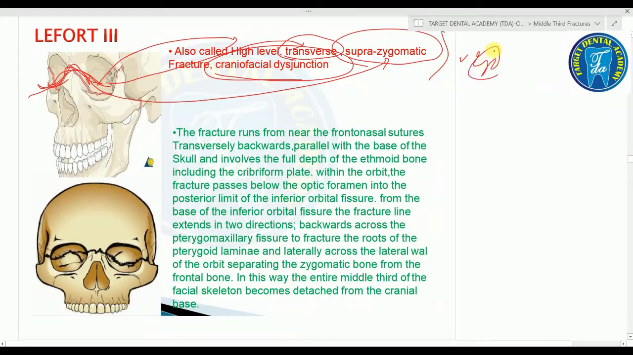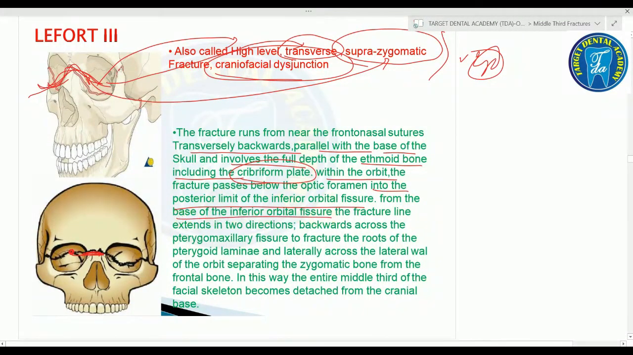Very important. In this, the fracture line runs nearly from the frontonasal suture and transversely backward, parallel with the base of the skull behind, involving the full depth of the ethmoid bone and including the cribriform plate. Within the orbit, the fracture passes below the optic foramen. This is the optic foramen, into the posterior limit of the inferior orbital fissure.